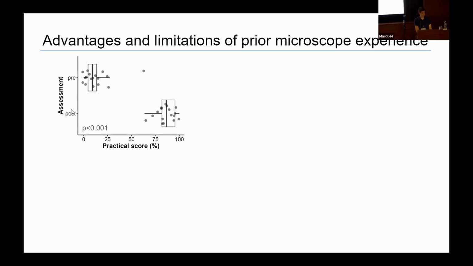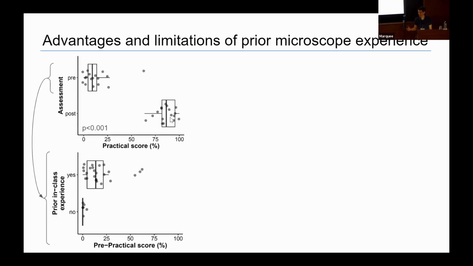So here we can see that prior to training, the students were scoring relatively low, and after training, they were scoring high. So that's great. We actually have a quantitative measure. We can see, great, our training is actually working.